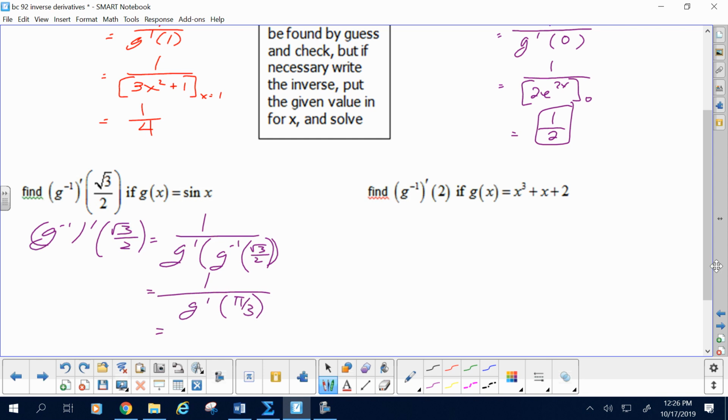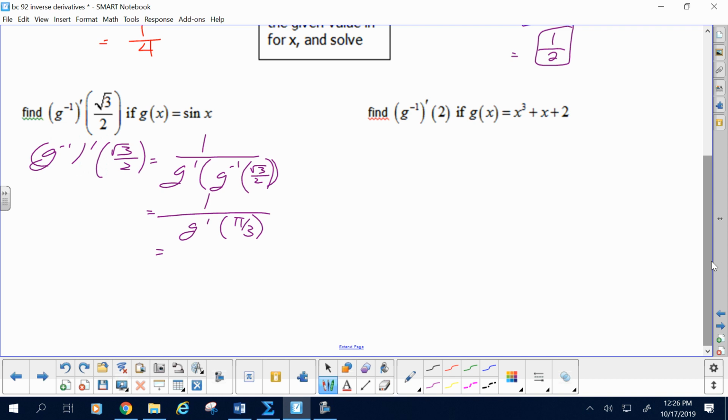What is G prime? Cosine. What is cosine of pi over 3? 1/2, and 1 over 1/2 is 2. Okay. All right.